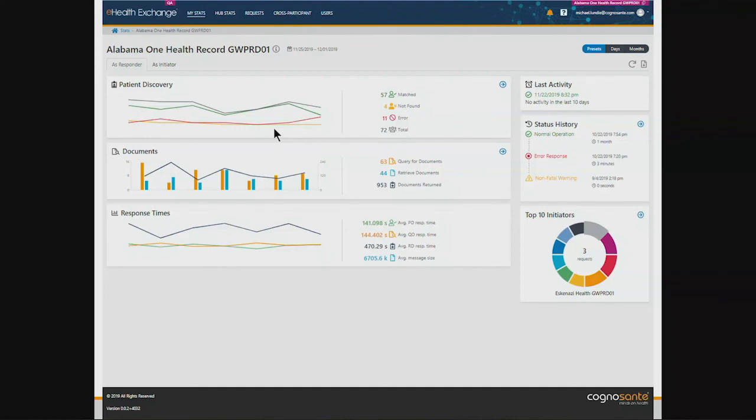And then if you're in normal operations mode, responding or initiating and not getting any errors, you'd see that in green as well. Lastly, on the bottom right, depending on whether you're in initiator view or responder view, you could see either the top 10 responders that you are receiving responses from, or if you are in a responder viewpoint, you can see the top 10 initiators that are sending you requests for information.